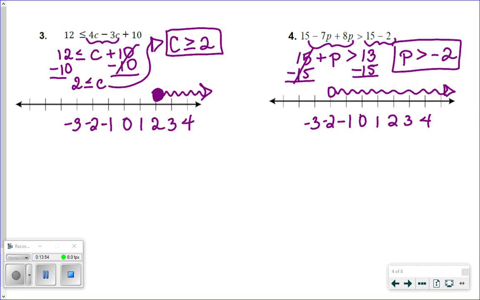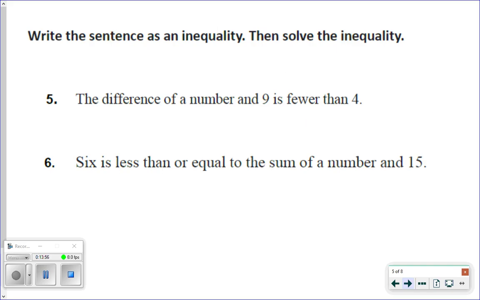Okay. If we feel good about that, then let's remember and practice a little bit the vocabulary that lets us set up some of these inequalities, because we're going to use that in just a moment for some word problems. So, quick practice here on just the vocabulary. We're going to take the given statement or sentence, write it as an inequality, and then solve that inequality.